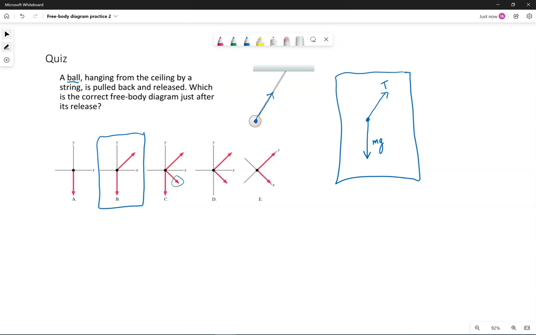Now, just as a side note, if you chose C, D, or E, it is common to want to put a vector in our free body diagram that would represent where the ball's headed. Of course, if I pull the ball to the side and release it, it's going to start swinging down and then up on the side. But we do not include vectors that represent the velocity or acceleration or which way it's going to head. We only include the actual forces. So our contact force with the string and our field force with gravity.